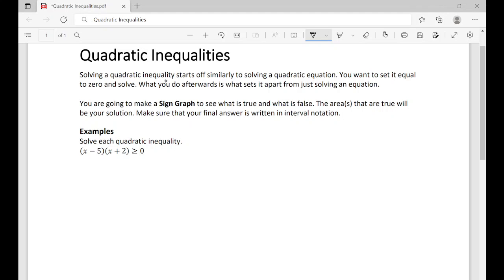Solving a quadratic inequality starts off similarly to solving a quadratic equation. You're going to want to set it equal to 0 and solve. But what you do afterwards is what sets it apart from solving just an equation. You're going to make a thing called a sign graph to see what is true and what is false. The area or areas that are true will be your solution. Just make sure that your final answer is written in interval notation.